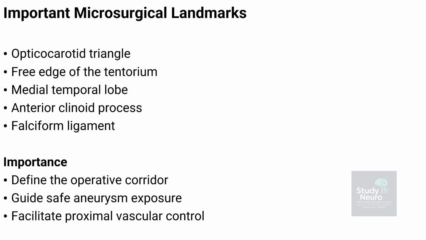Medial temporal lobe relaxation and the free edge of the tentorium further shape the working corridor, since brain retraction must be minimal yet sufficient, and any excessive pressure in this region can easily worsen neurological outcome by affecting venous drainage or adjacent cortical structures. Careful balance is required. These landmarks together define the operative pathway, and they allow the surgeon to safely expose the aneurysm while maintaining control over the proximal vessels, which is critical if sudden rupture occurs during dissection. Safety depends on orientation.